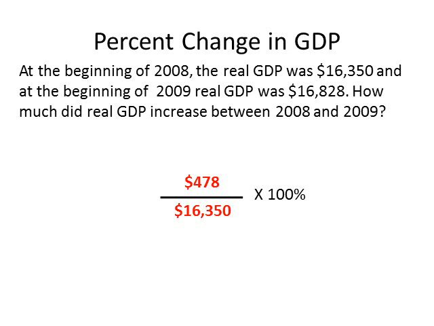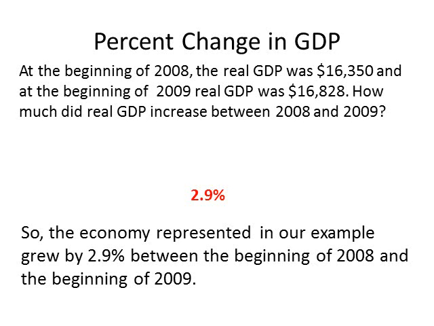Next, divide 478 by 16,350, which gives 0.029, and our final step is to multiply 0.029 by 100%. Multiplying 0.029 by 100% gives 2.9%. So the economy grew at 2.9% between the beginning of 2008 and 2009.